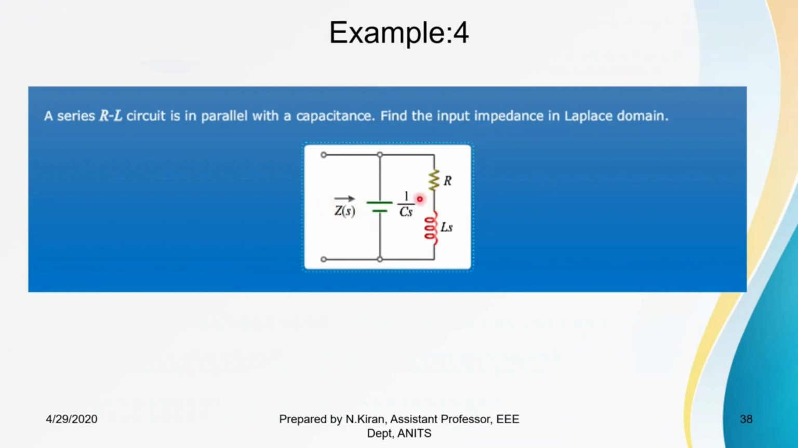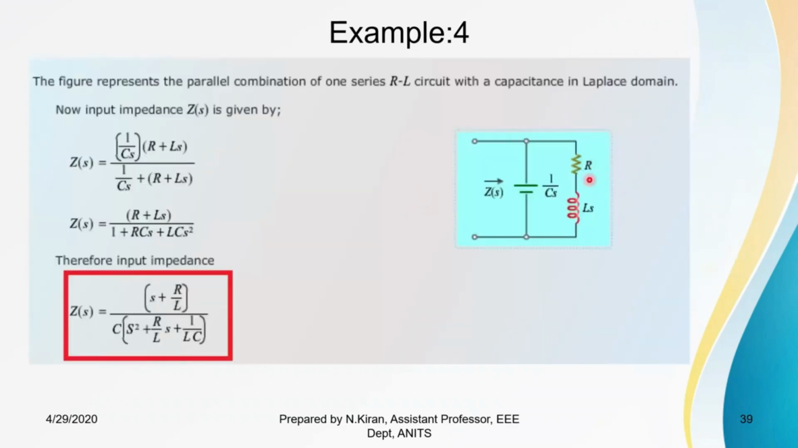Here, these two are in series, that is R plus Ls, which is in parallel with 1 by Cs. So Z1 Z2 by Z1 plus Z2. If I represent Z of s in that manner, we will get R plus Ls by 1 plus RCs plus LCs square. In the numerator I take L common.